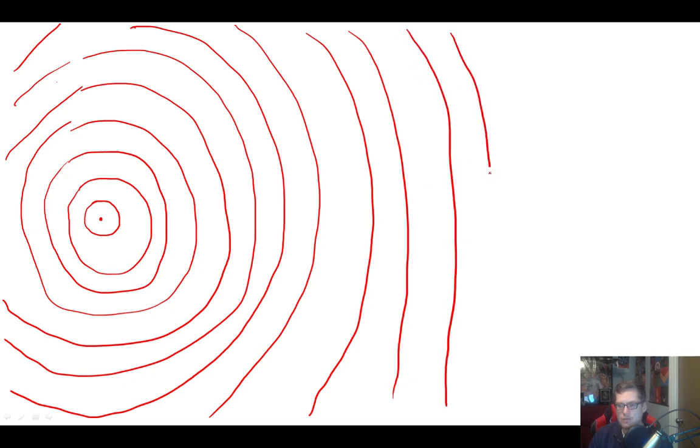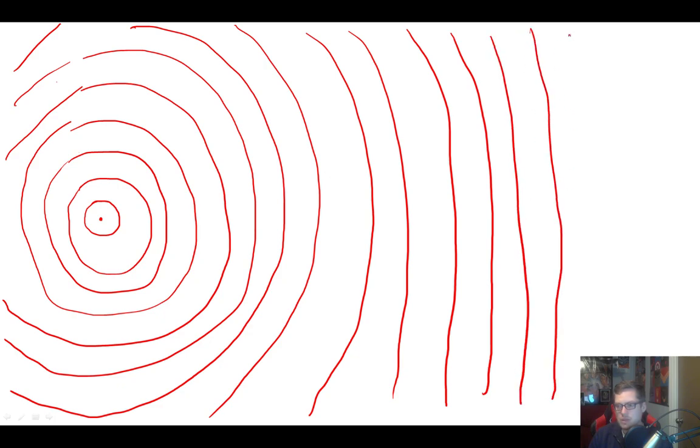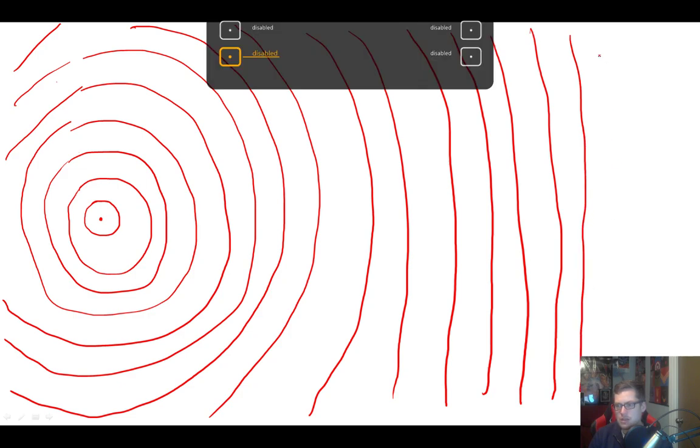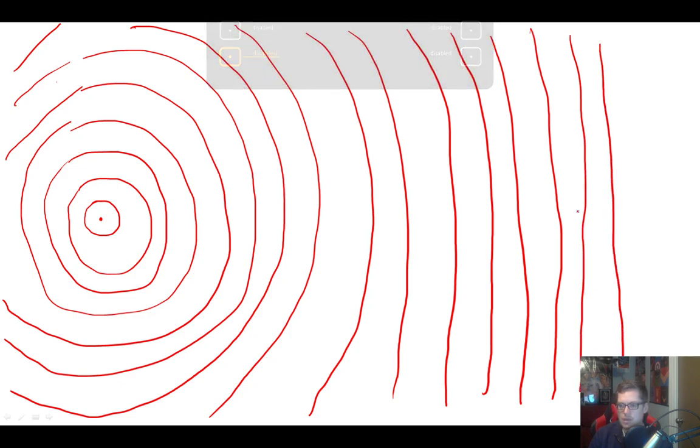So notice as I get farther away from my source, these wave fronts are becoming more like straight lines. They become more and more nearly parallel to each other. Isn't that pretty wild? You can imagine these would still curve up and around, but during that segment right there, they're pretty much straight up and down.